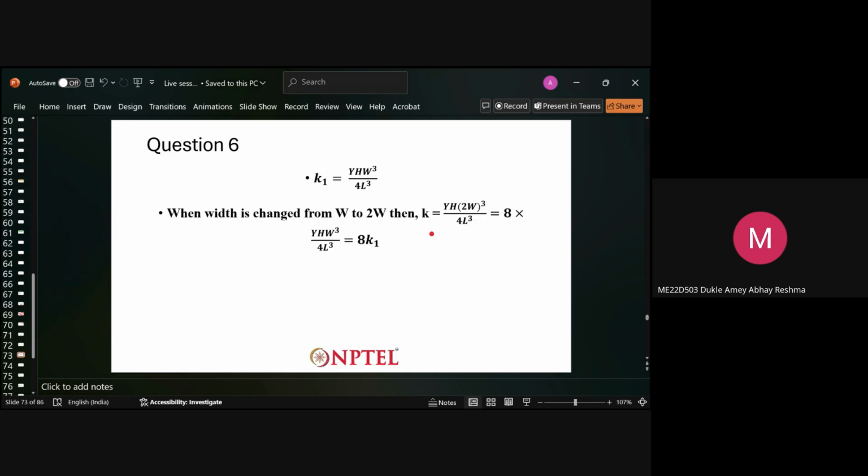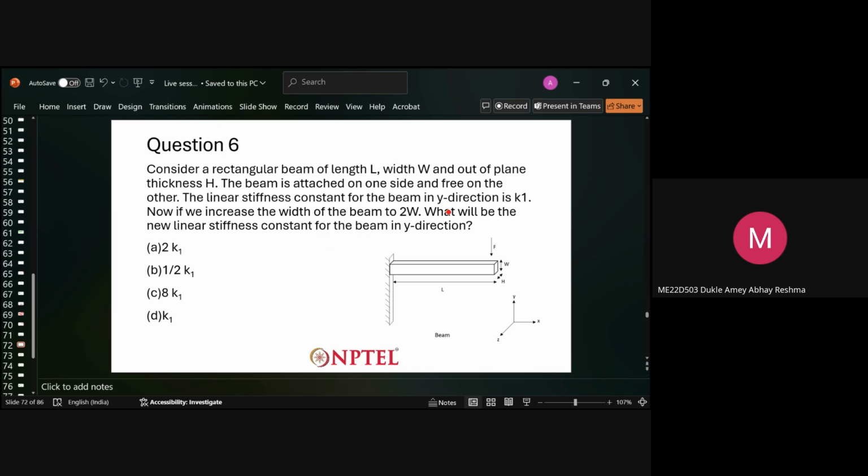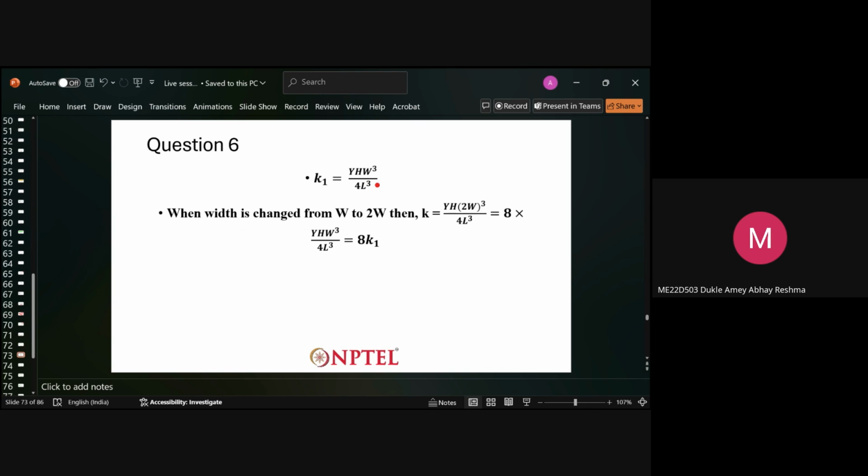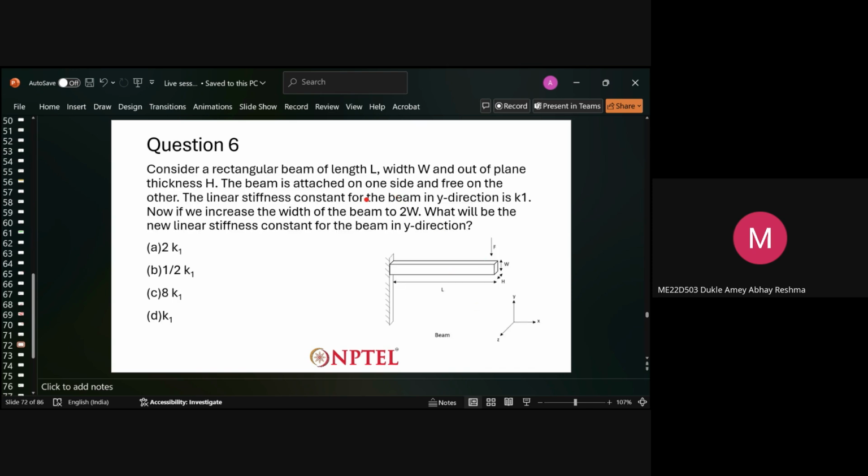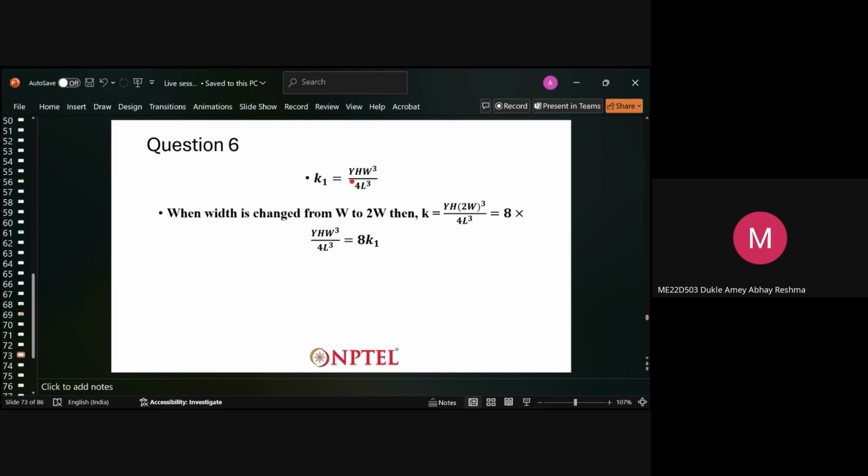So here the K value is from the moment of inertia formula, that is E times H W cubed upon 4L cubed. Now why is there a 4 here? These K formulas are given in the class. Because this is a single-sided support, this is the fixed side and this is free moving, the formula comes with a 4 here.